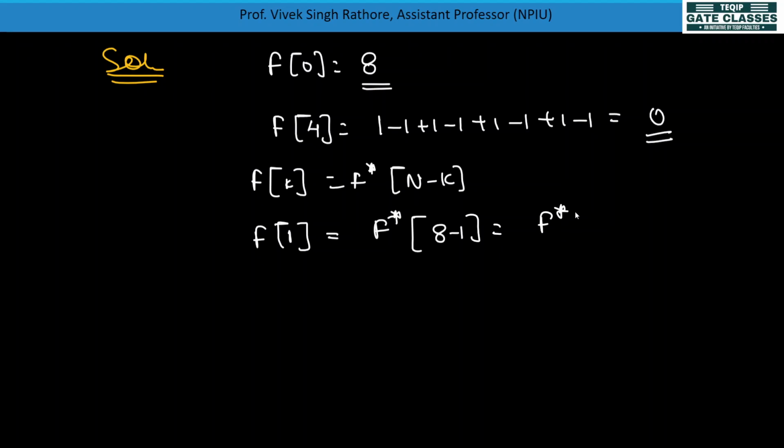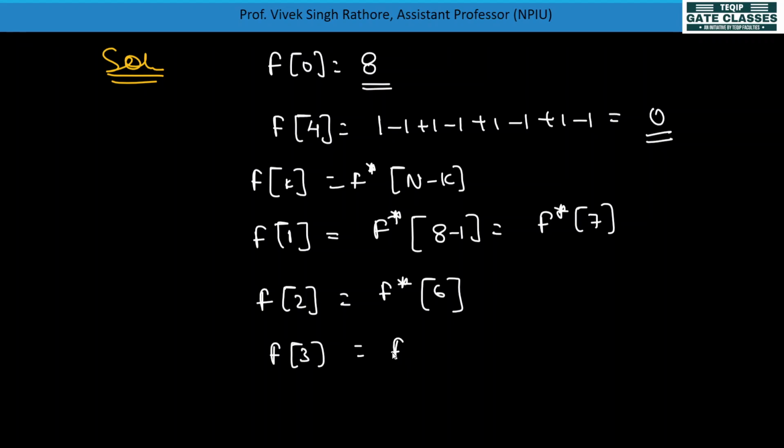So f of conjugate 7 value, we can say both are equal. F of 2 value will be f of conjugate 8 minus 2, which is 6. So these values are equal. F of 3 value will be equal to f of conjugate 8 minus 3, which is 5. And f4 is f4 only. So ultimately these values will be equal to this value, f of conjugate 7 8.